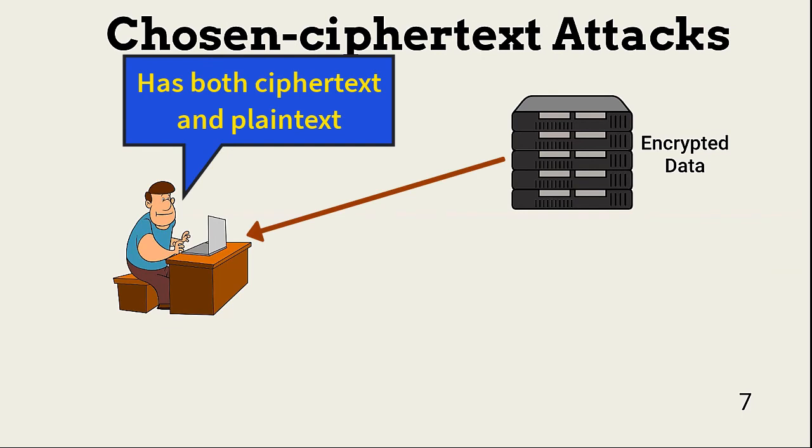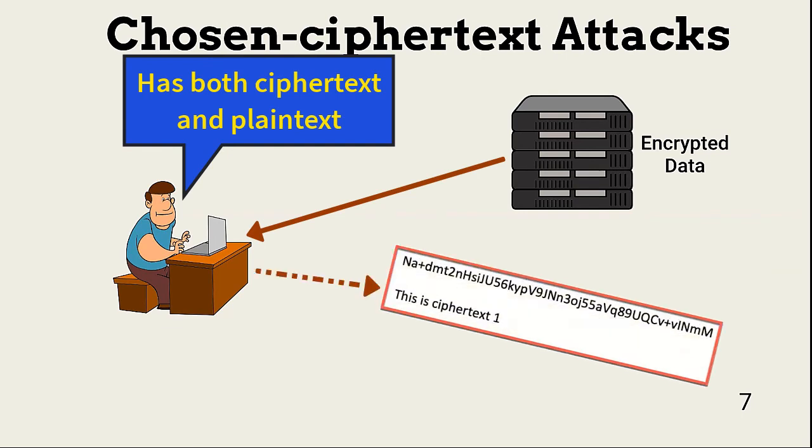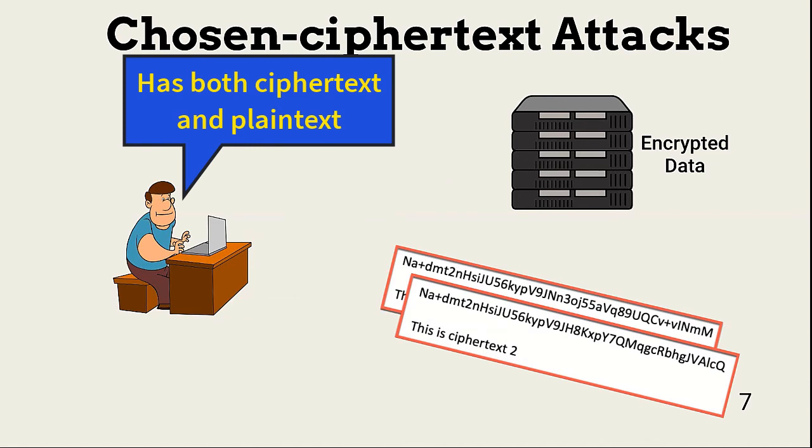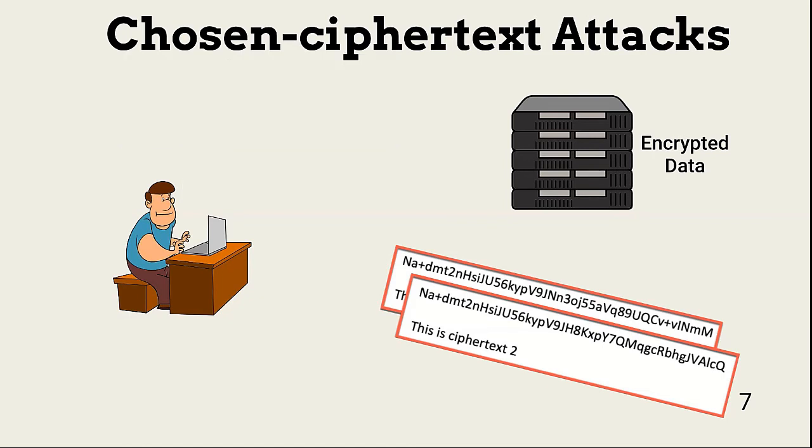In a chosen ciphertext attack, the threat actor knows both the plaintext and the ciphertext. In this example, Bruce pulls known ciphertext, decrypts it, and then keeps the plaintext-ciphertext sets. Analyzing this information can result in determining the key.